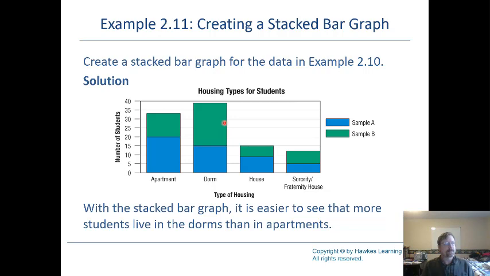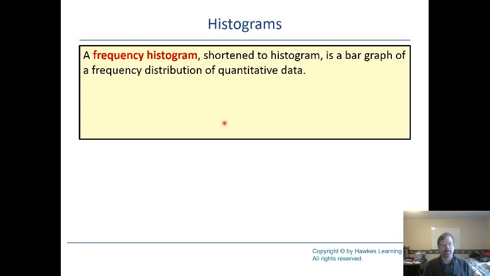Okay, so the next type of bar graph we want to talk about is a histogram, more precisely called a frequency histogram, usually just referred to as a histogram, and it is a bar graph of the frequency distribution of quantitative data.